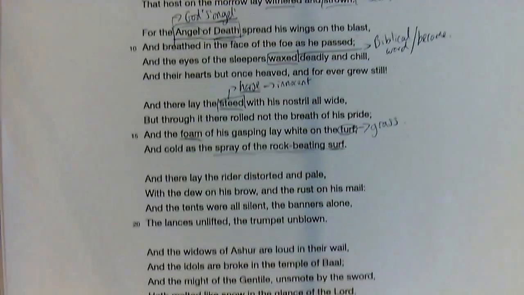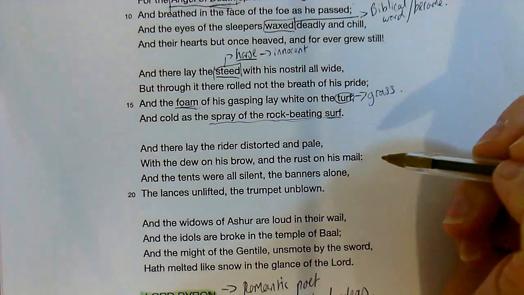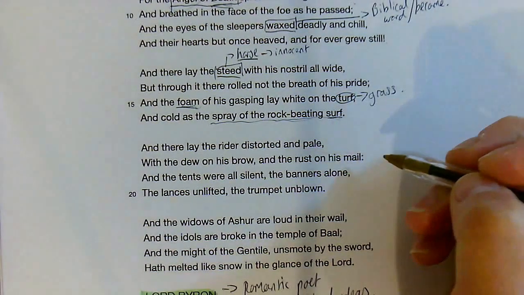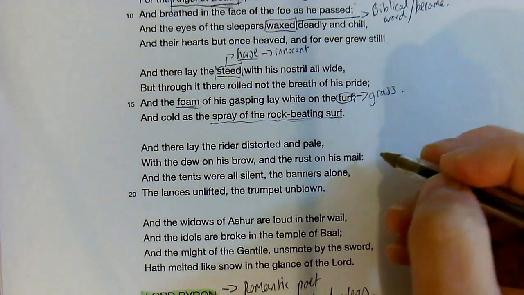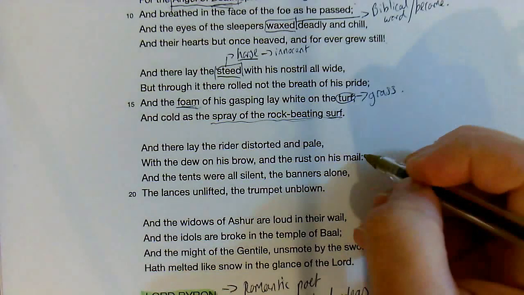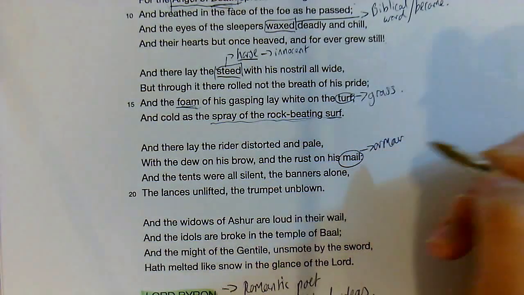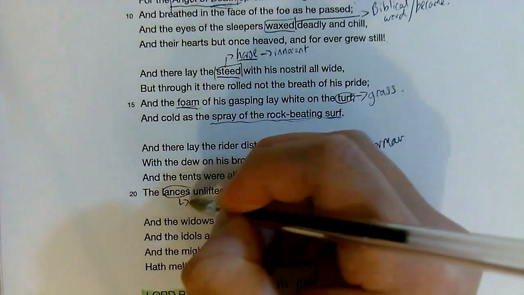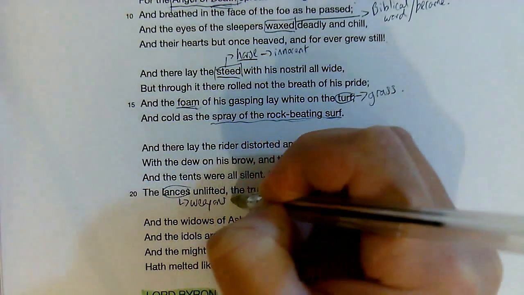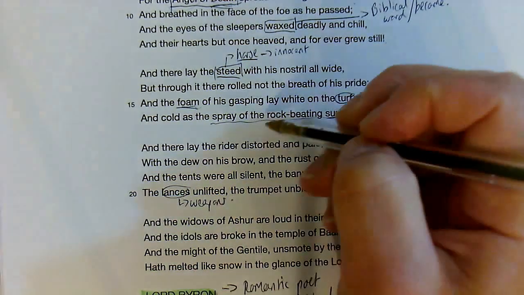And there lay the rider distorted and pale, with the dew on his brow, and the rust on his mail. And the tents were all silent, the banners alone, the lances unlifted, the trumpet unblown. Mail just meaning armour, chainmail. Lances are weapons. And again, we're zooming into the rider now. The horse is dead, the rider is also dead.